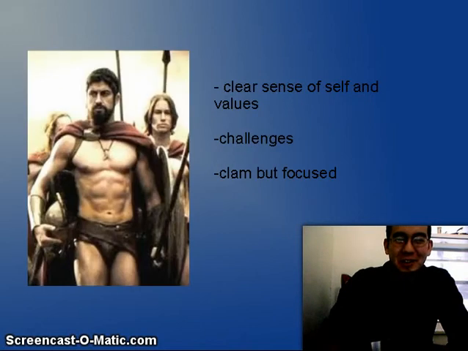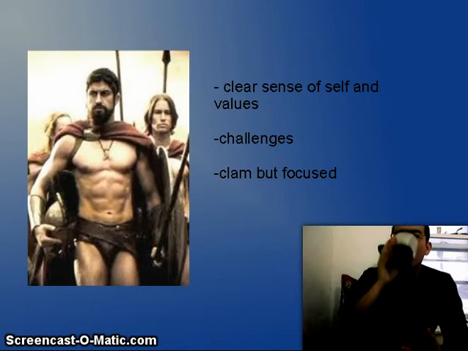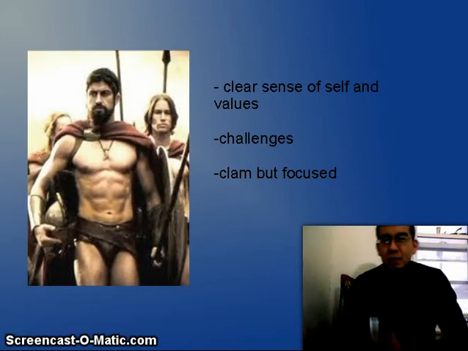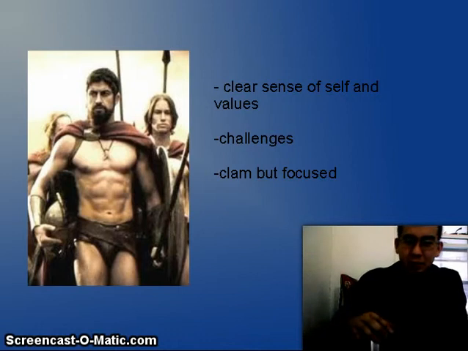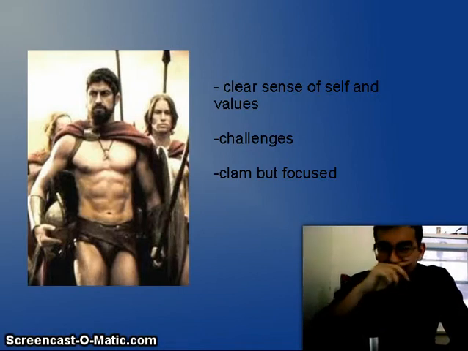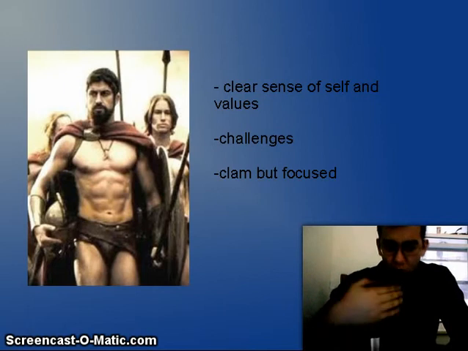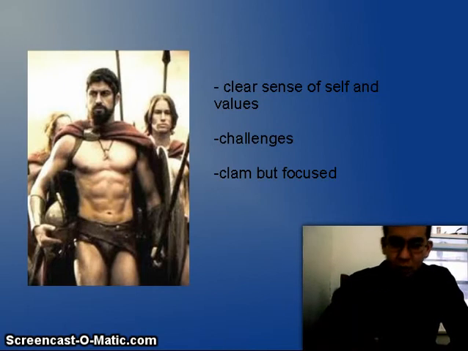So let's look at the values here. This is almost like a superhuman example of assertiveness, but the way Leonidas carries himself is a very positive example of not only masculinity, but also a healthy internal value system and a healthy, strong boundary system. So he has a clear sense of self and values, for one, and that's an aspect of assertiveness. So you know what you stand for, you know what you're about, and you know what you're not about.